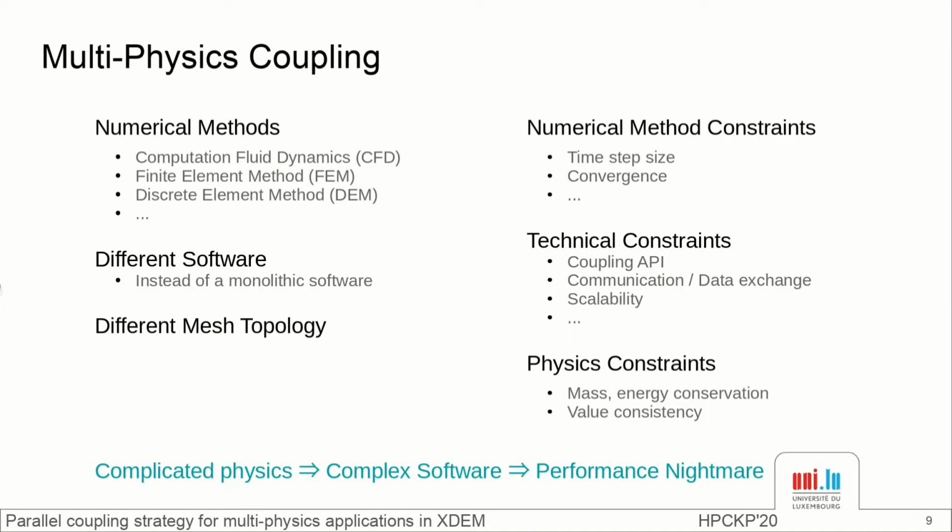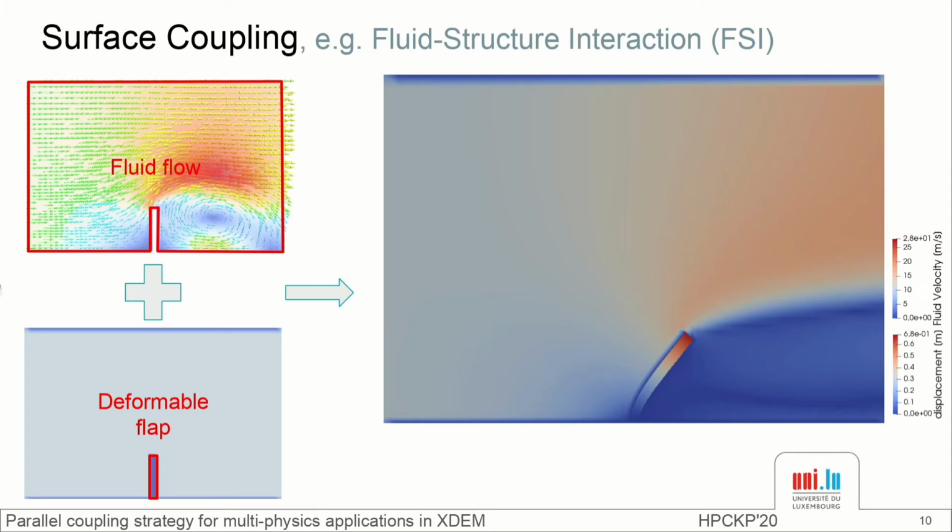So for example, you want to conserve mass and energy, but you also want some value to be consistent while you interpolate some value from one mesh to another. So the conclusion of that is that when you have complicated physics, it will create a complex software, and then in the end, to get good performance is quite a complicated task. So let's look at a more concrete example.